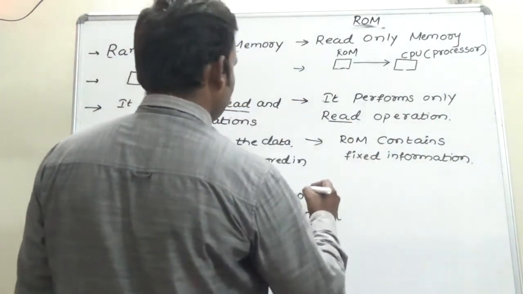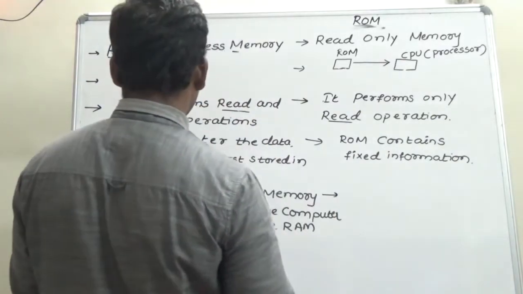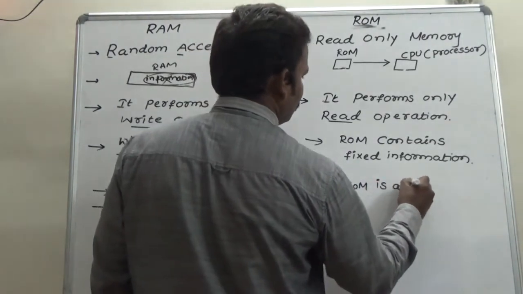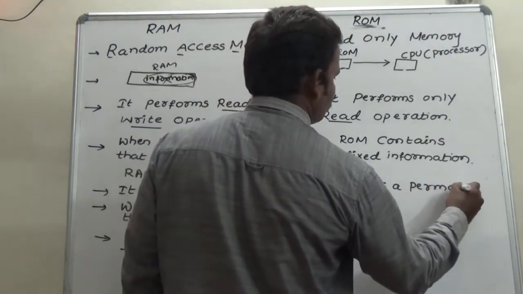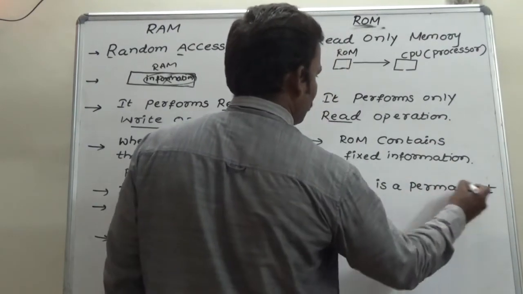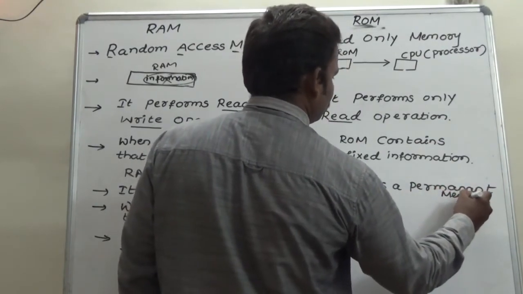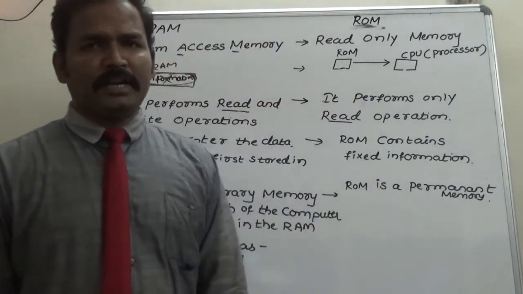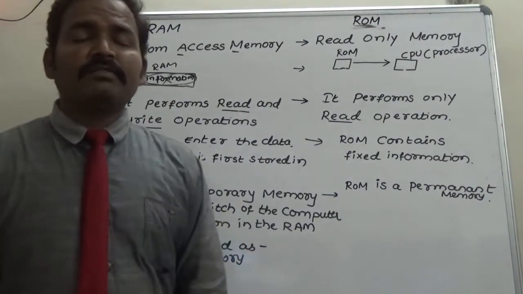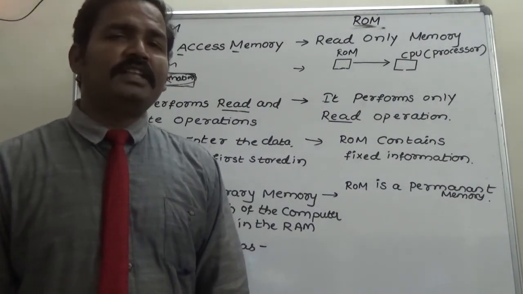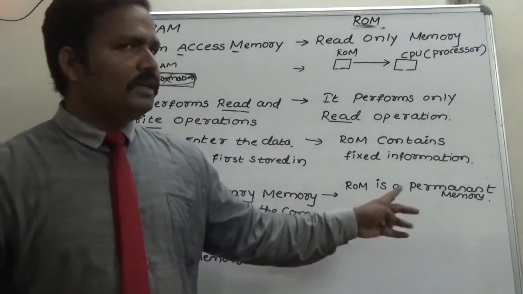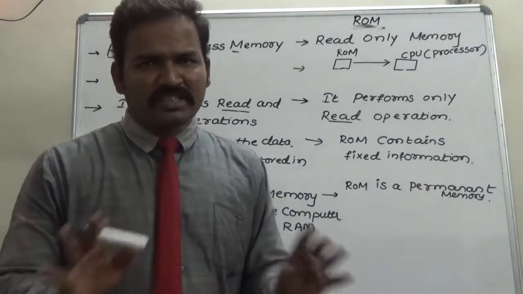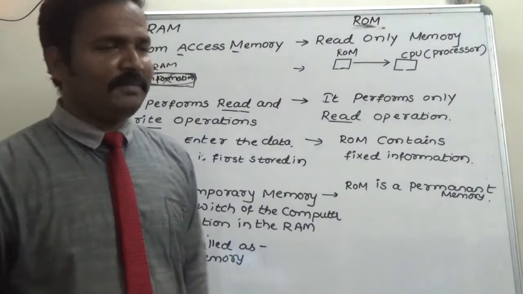Next, ROM is a permanent memory. RAM is a temporary memory, but ROM is a permanent memory. When we switch off the computer, the information in the RAM will be lost. When we switch off the computer, the information in the ROM will not be lost because it is a permanent memory.